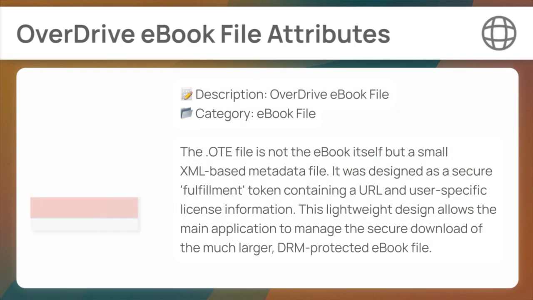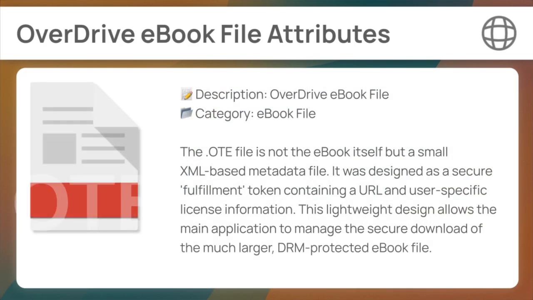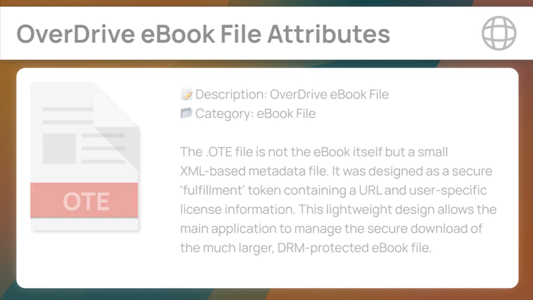The OTE file is not the ebook itself, but a small XML-based metadata file. It was designed as a secure fulfillment token containing a URL and user-specific license information. This lightweight design allows the main application to manage the secure download of the much larger DRM-protected ebook file.